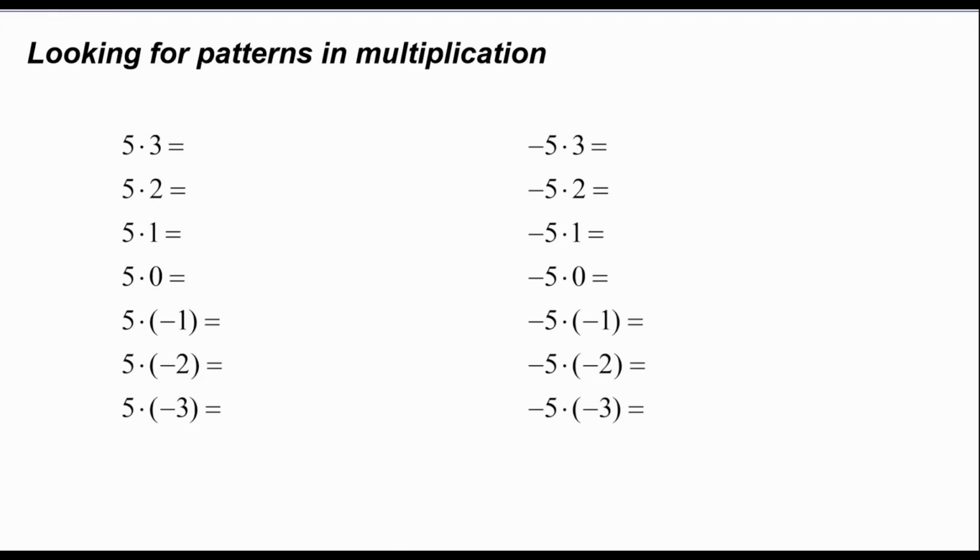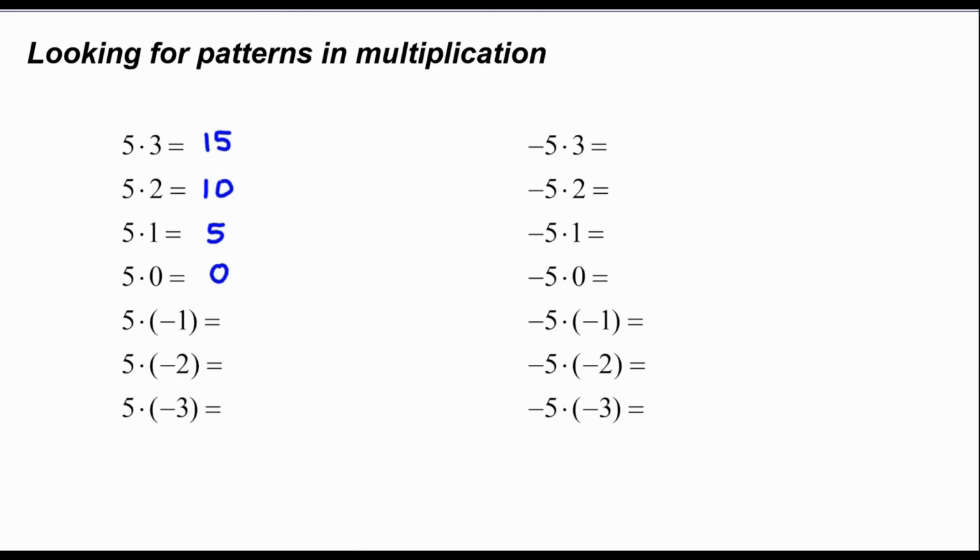So here we're going to do these multiplication problems, and we're just going to look for patterns and see if we can make predictions about what's going to happen. So let's start here with 5 times 3, which is 15, and then 5 times 2 is 10, 5 times 1 is 5, and 5 times 0 is 0. Now that is something we should already know, but we're going to use this pattern now to extend it. What should 5 times negative 1 be? What should be the next number in this pattern?